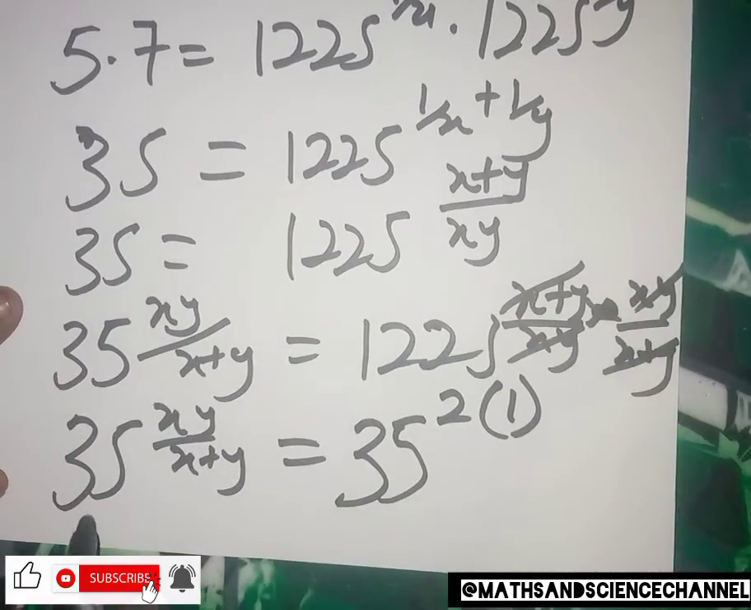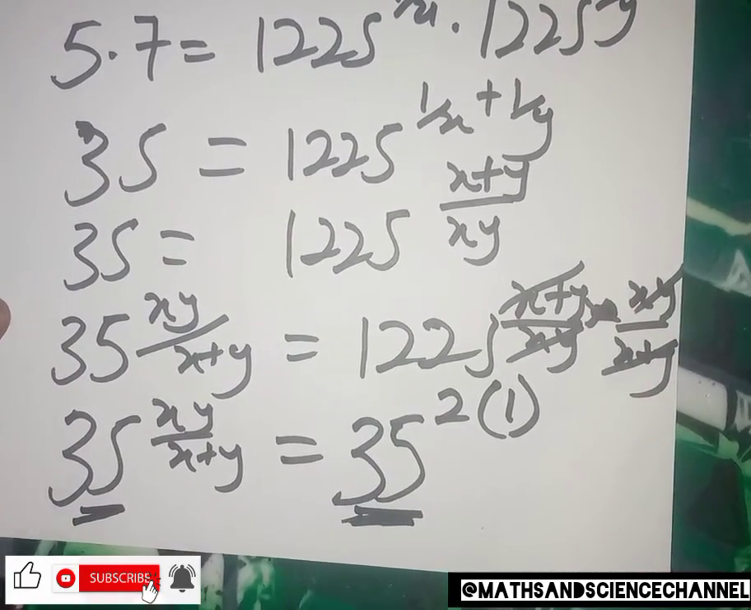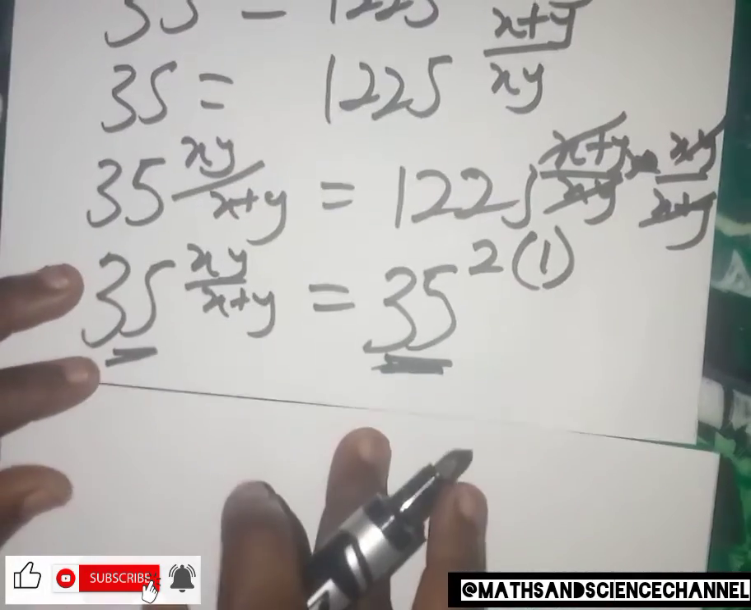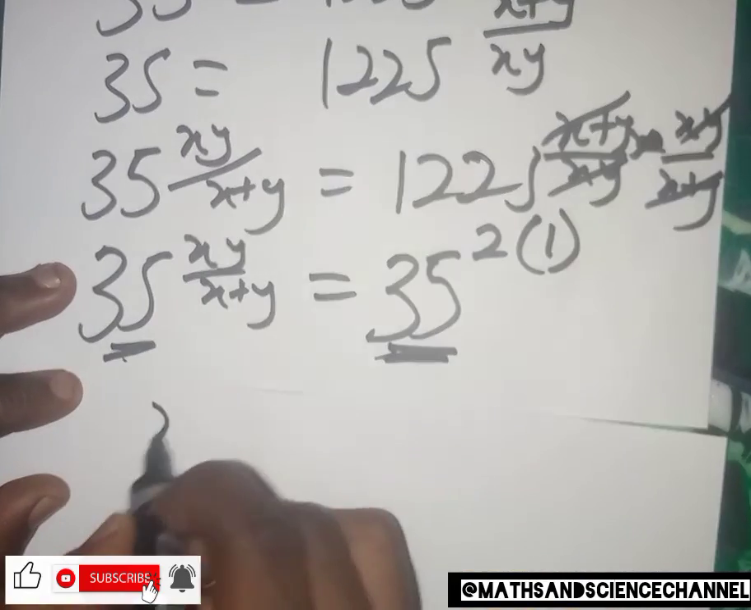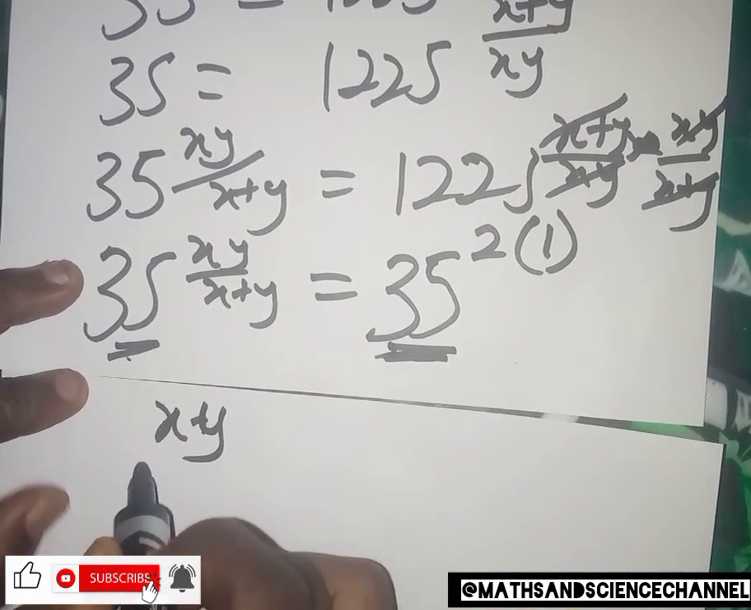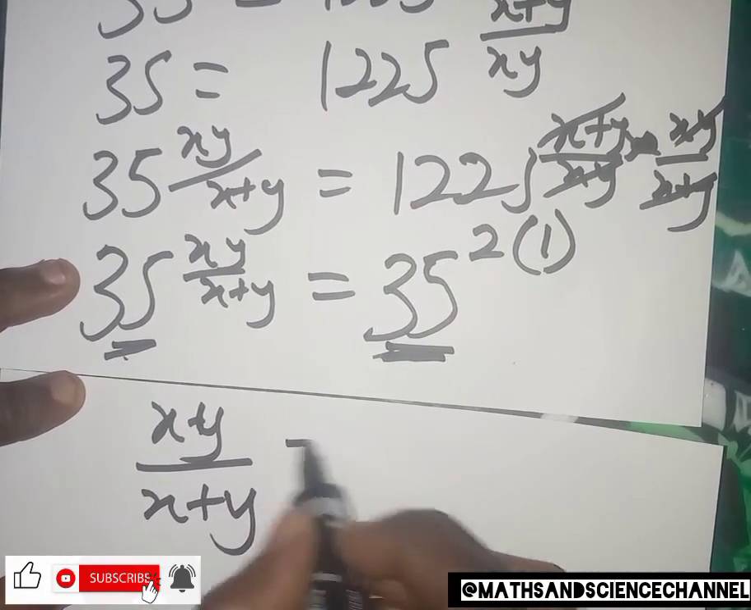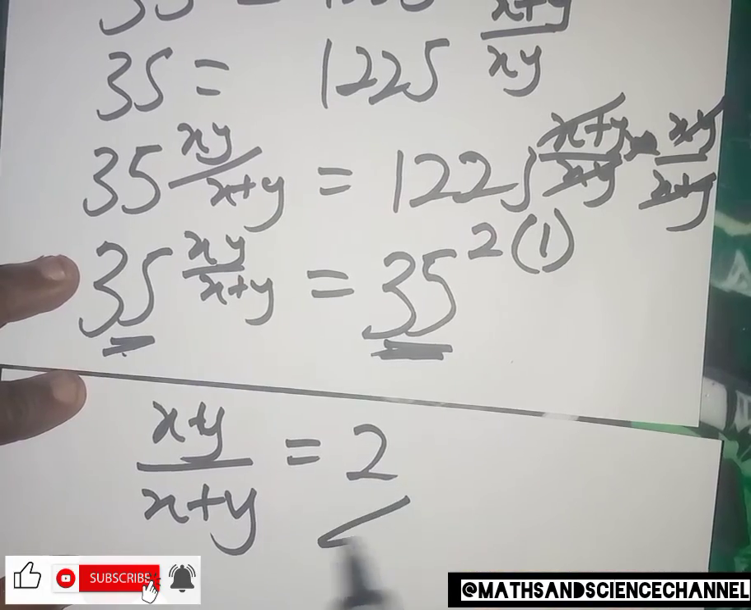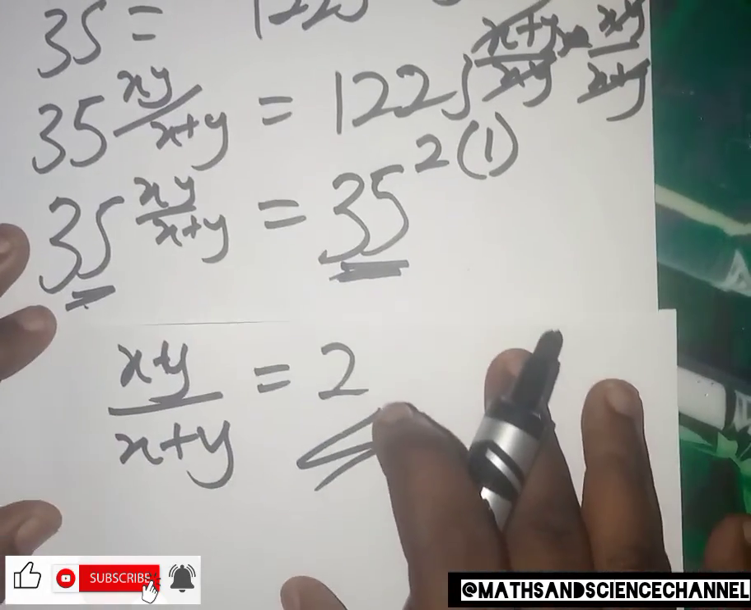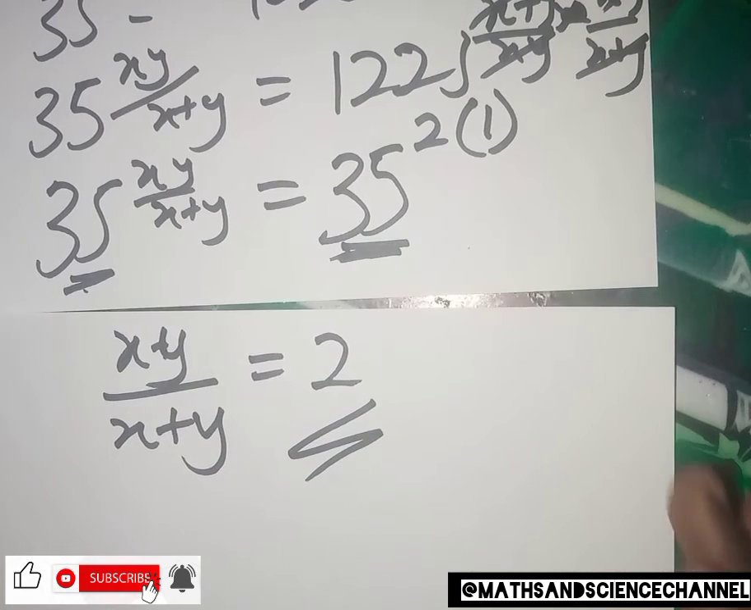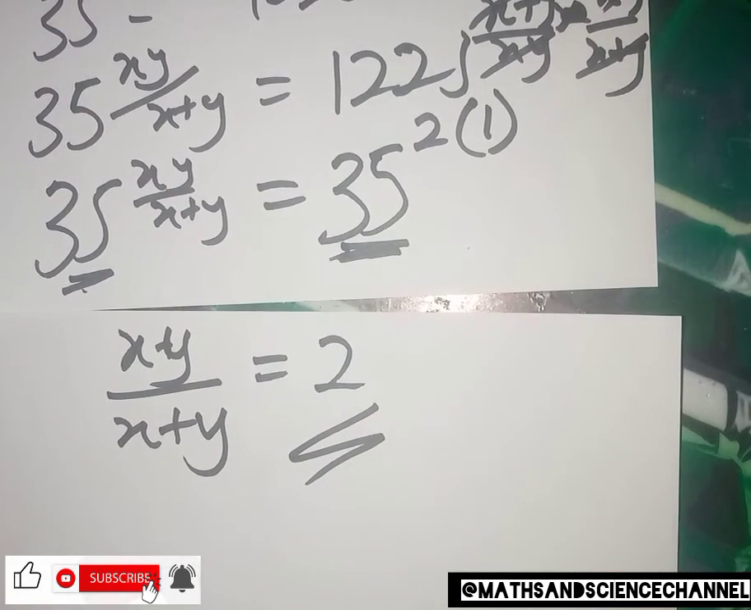And therefore since the bases are the same in this case, what I can do is equate the exponents, right? So since the bases are the same, I just go ahead and equate the exponents. xy over x plus y is basically equal to 2 in this case, and that is what we have for, just like the first one we had. So whatever approach you use, you should get the same answer.